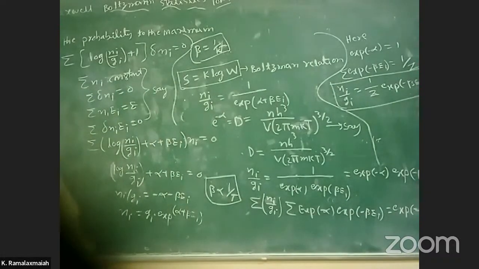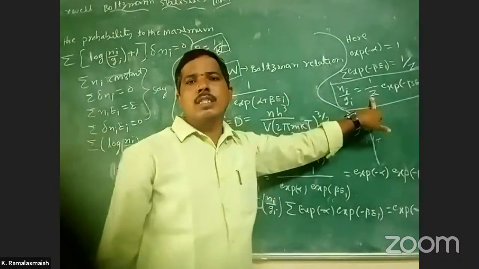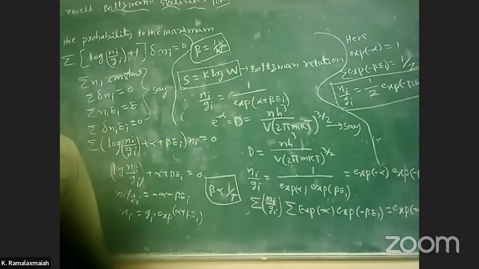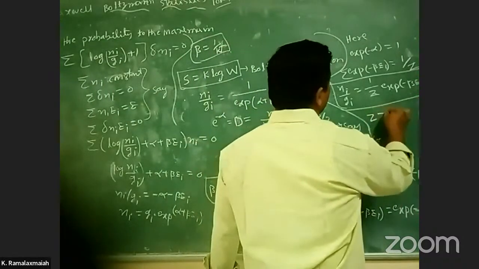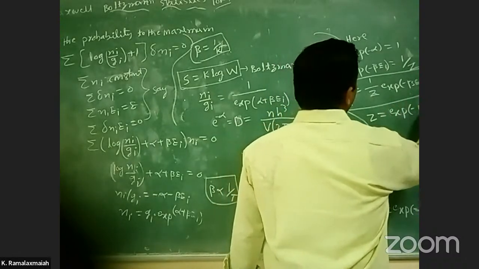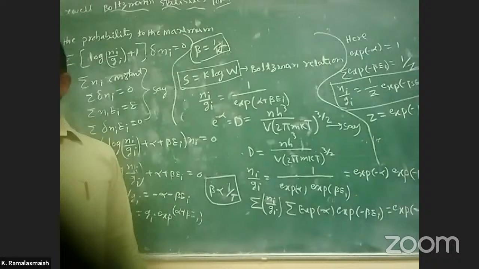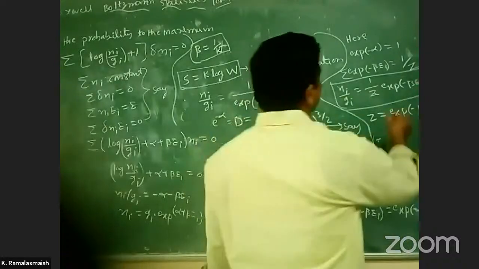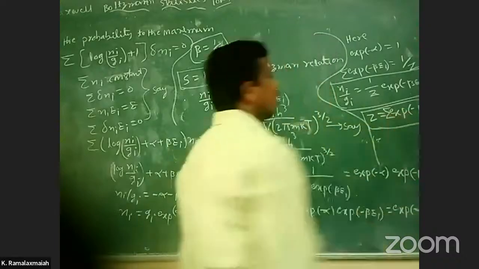So Z is the partition function. Z is equal to the summation of exponential of minus beta Ei. That is our summation. So this is the partition function.